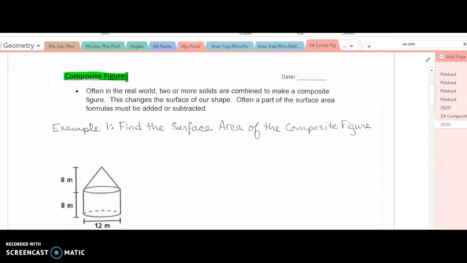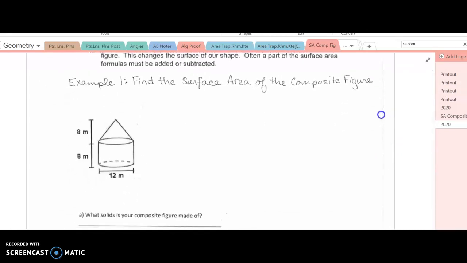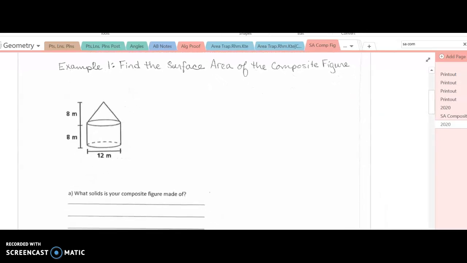So our opener says to us, often in the real world, two or more solids are combined to make a composite figure. This changes the surface of our shape, and often a part of the surface area formulas must be added or subtracted. So if we look at this first one, our first question is, what are the solids in our composite figure made of? And so we know that we have the cone and we have the cylinder. So cone and cylinder.